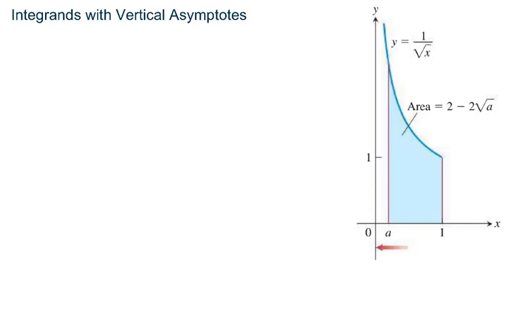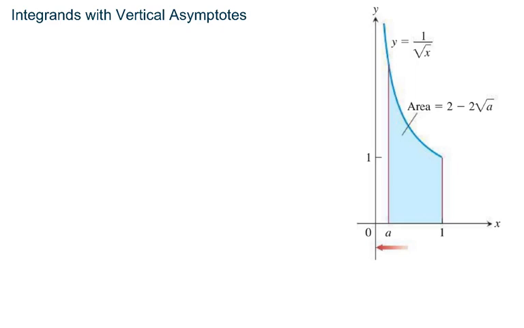In this video, we're going to discuss integrands with vertical asymptotes, which is our second type of improper integral. This occurs when the integrand has a vertical asymptote. So for example, this graph has a vertical asymptote at x equals 0. So this represents an infinite discontinuity, potentially, at a limit of integration or at some point between the limits of integration.